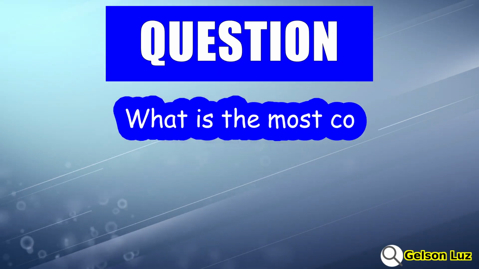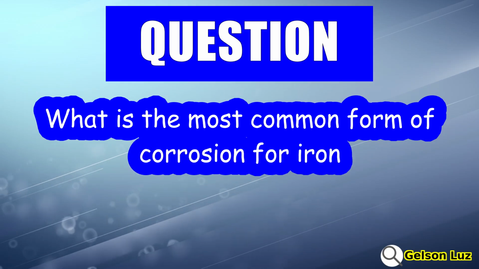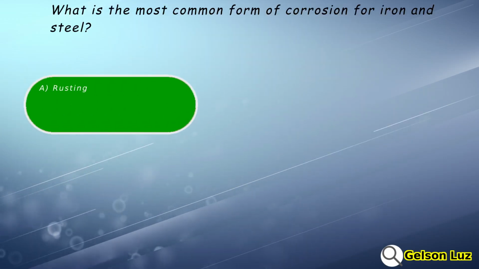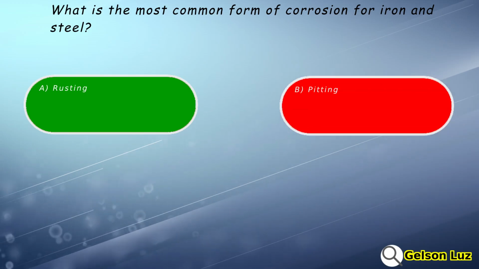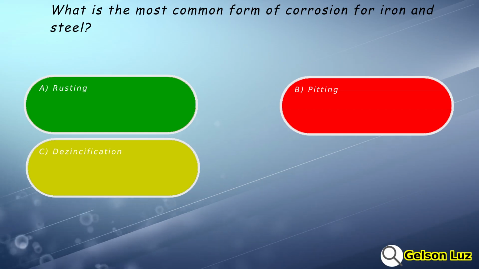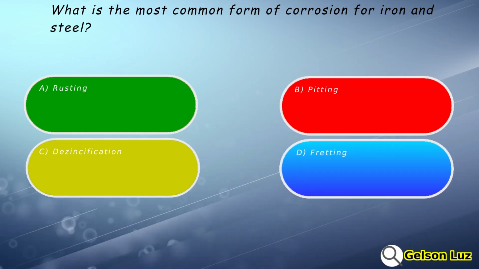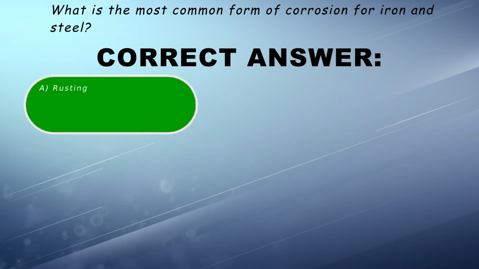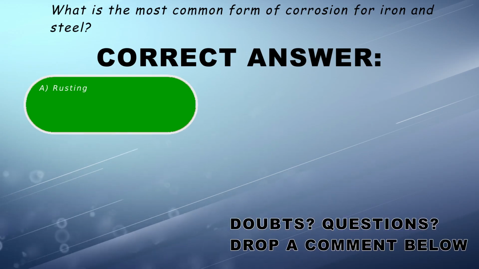Today's video is packed with easy exercises about strength of materials to corrosion. What is the most common form of corrosion for iron and steel? A. Rusting. B. Pitting. C. Desinsification. D. Fretting. E. Stress corrosion cracking. The correct answer is A. Rusting.